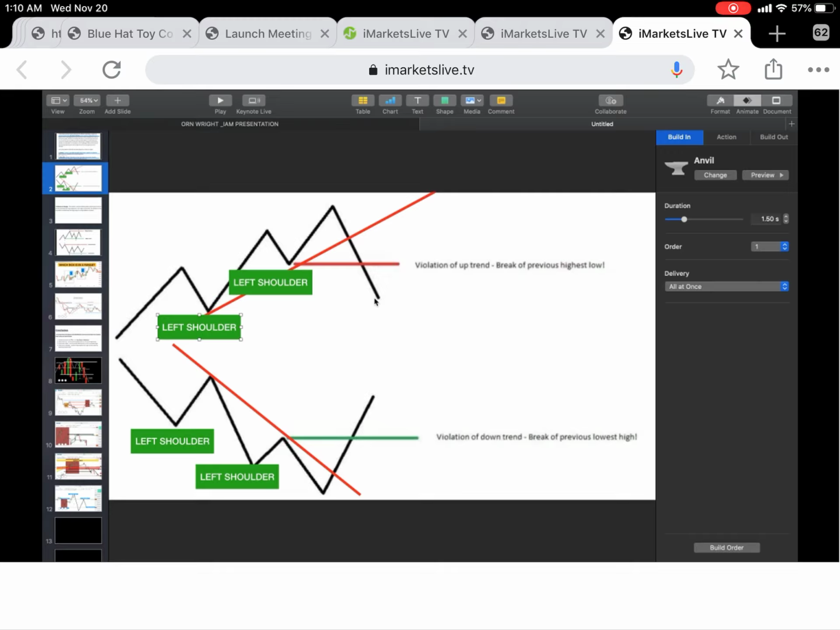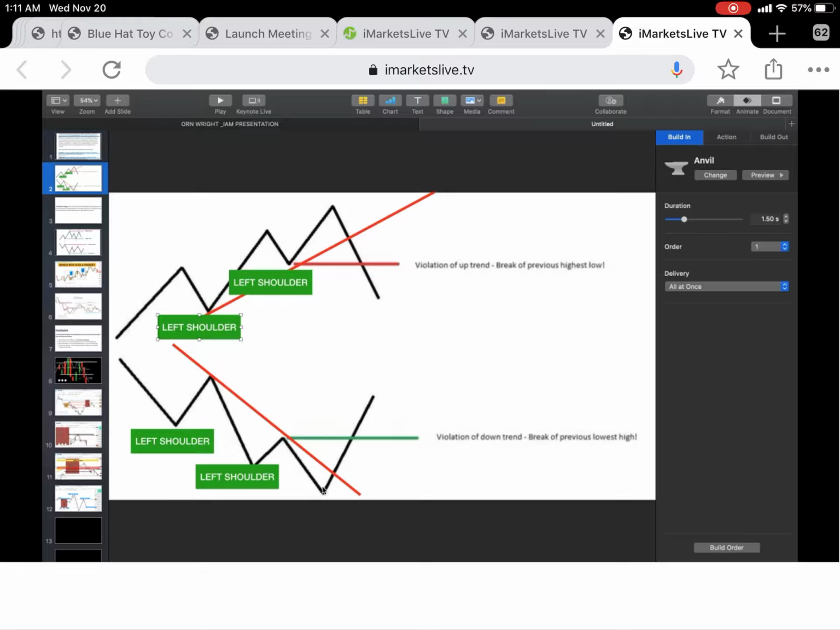That's right. That's how violations happen. That's how reversals happen. The moment you break the previous low. And the same thing happens over here. The market drops down, pulls back, we draw a line right here. Perfect. And then the market drops and makes a new low right here.